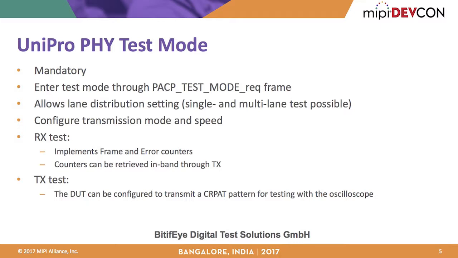configured for transmission mode and speeds, and for RX tests we have implemented frames and error counters, and we receive the error counters. The counters can be received in-band through TX. For the TX test, the DOT can be configured to transmit a CR pattern for testing through the oscilloscope.